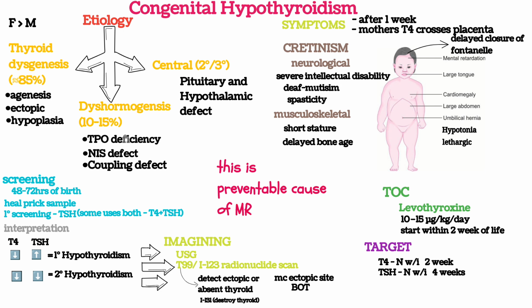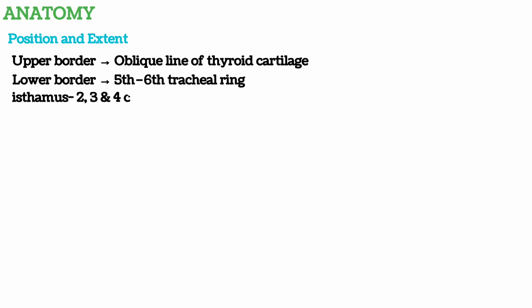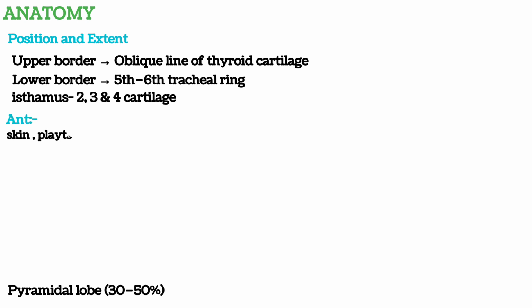Now we will proceed with anatomy of the thyroid gland, position and its extent. Upper border lies till the oblique line of the thyroid cartilage, and lower border goes till fifth to sixth tracheal ring. These are about the lobes. If we discuss the isthmus, it lies in front of second, third and fourth tracheal rings. There is a pyramidal lobe, which is present in 30 to 50% of patients, which is a remnant of the thyroglossal duct also. Anteriorly, skin, platysma and strap muscles are there.